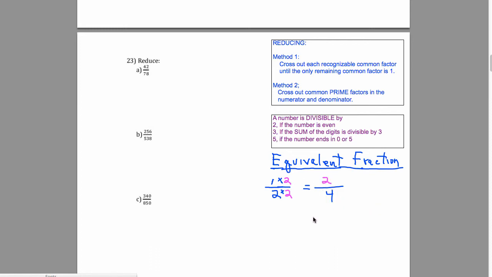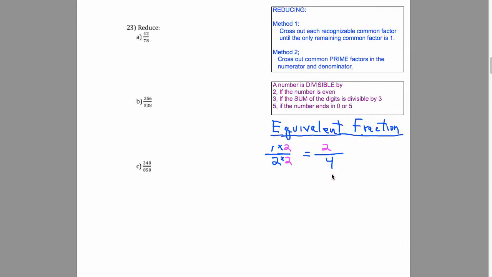Now, reducing reverses this process. We want to take the 2/4 and go back to 1/2. So we start with the 2/4, and we know that it came from smaller numbers that were then multiplied by the same number. So we want to figure out what is common in 2 and 4. What is the common factor such that we got 2/4?